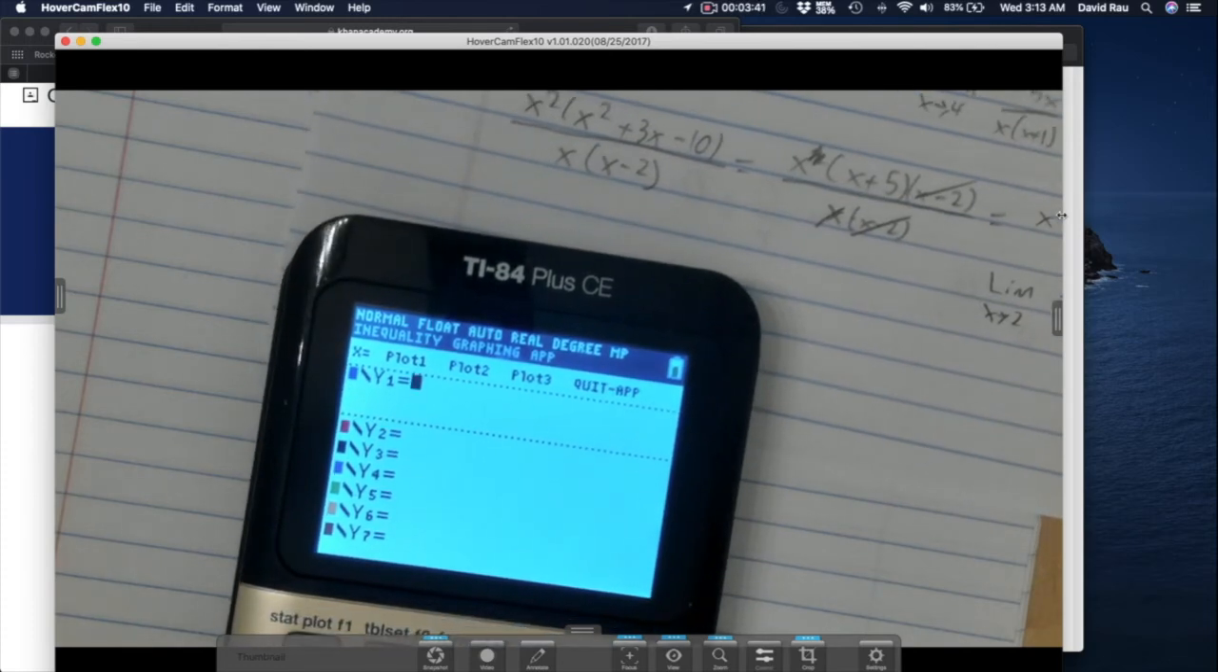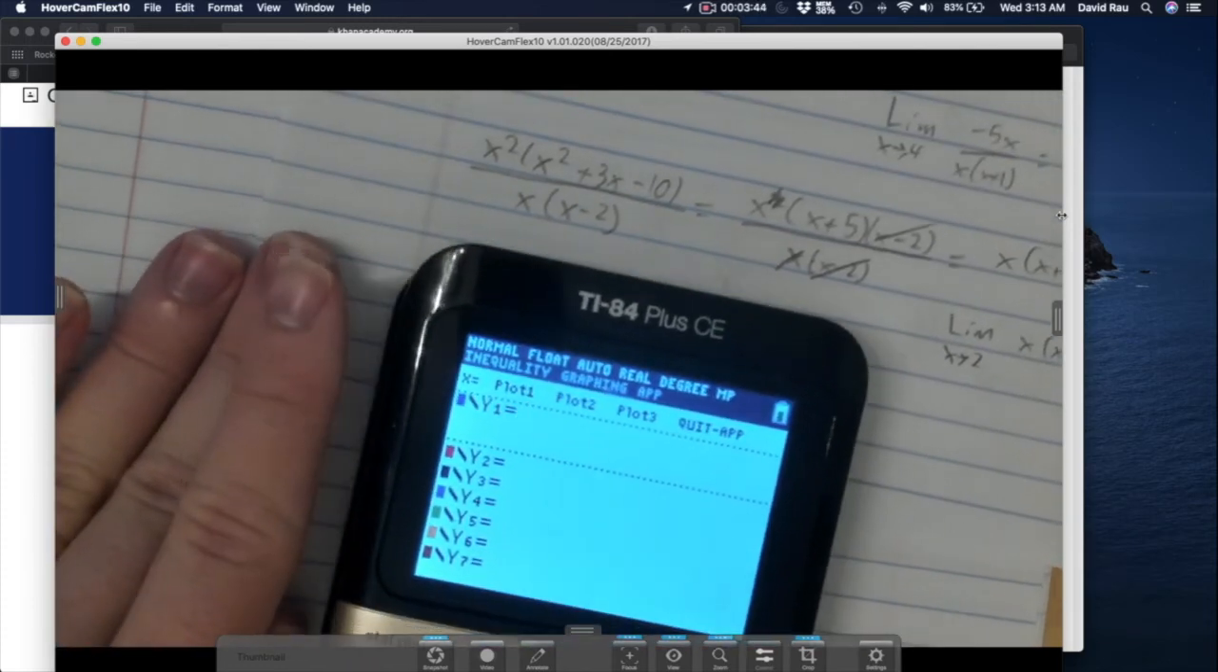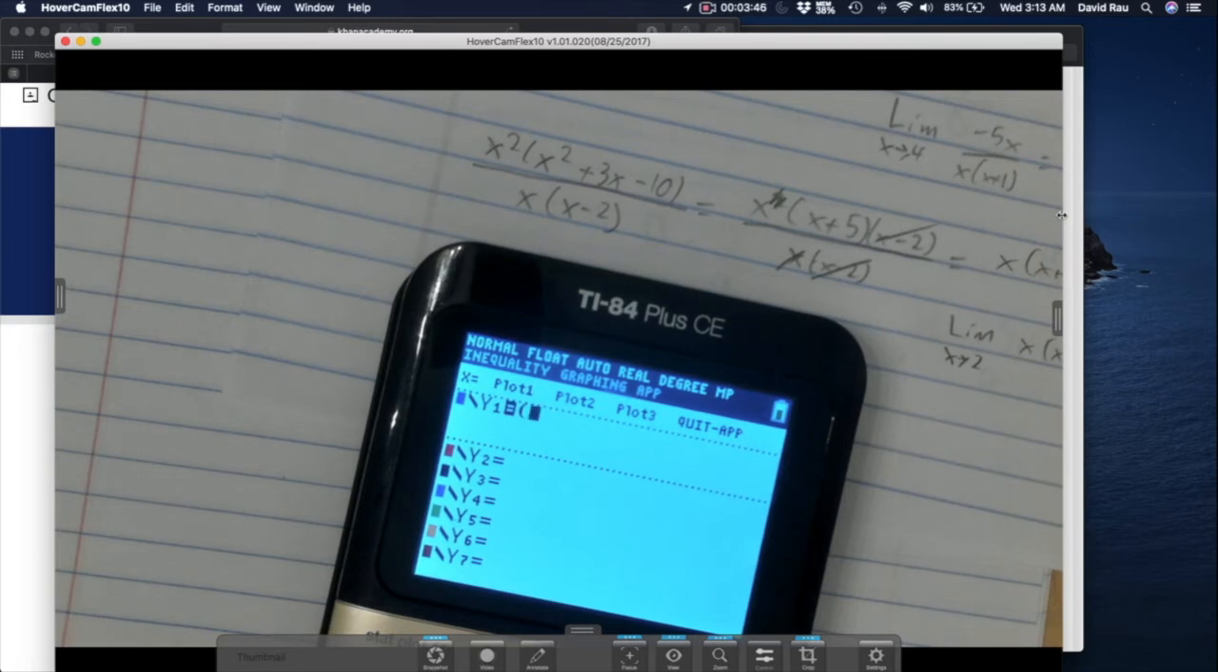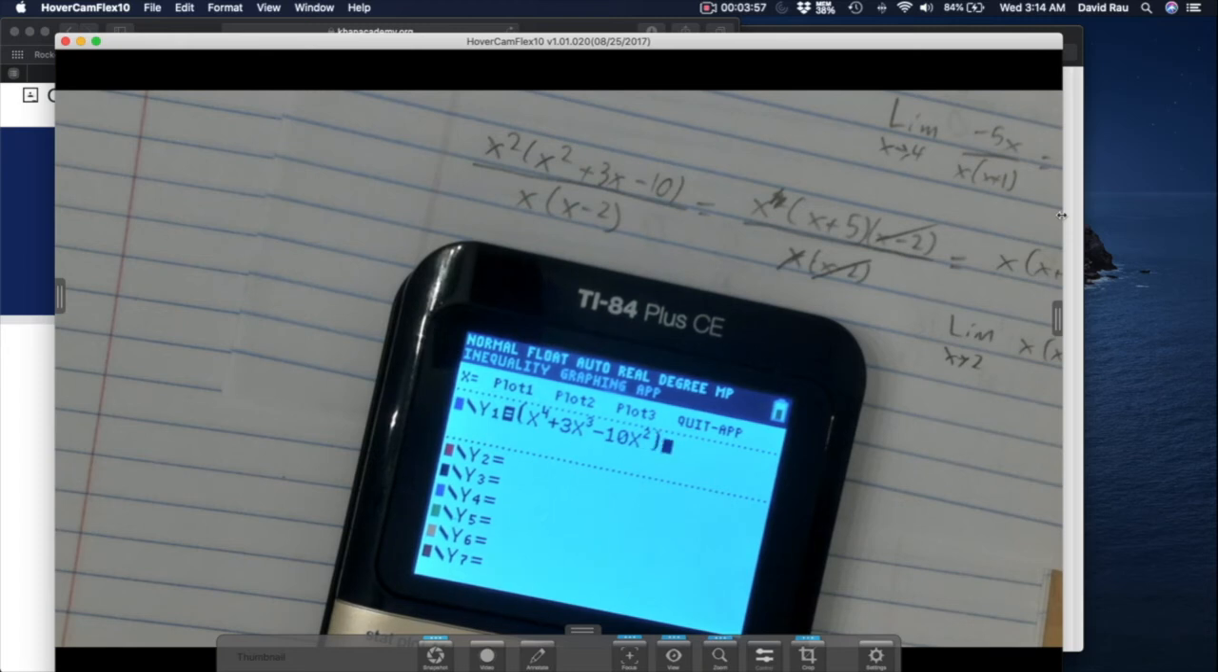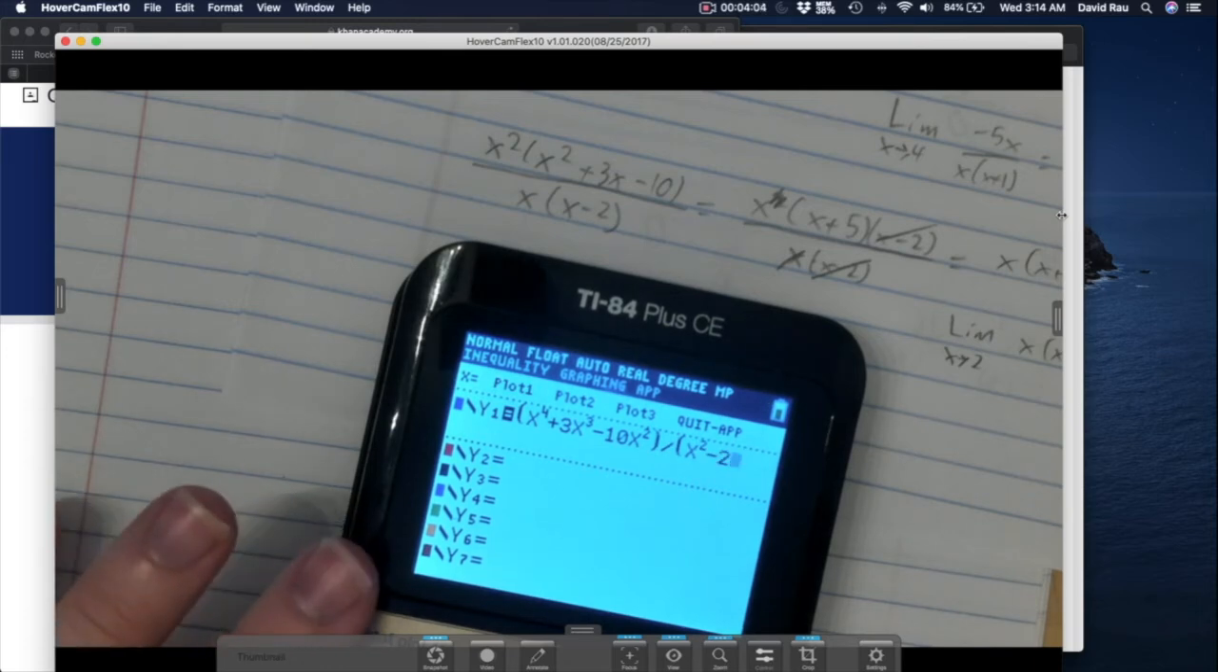Again, you don't need a calculator to get through these problems. Clearly you saw that I didn't use a calculator at all. I'm just really showing you where all these answers are coming from. So we had x to the 4th plus 3x cubed minus 10x squared divided by, essentially we started off with x squared minus 2x.